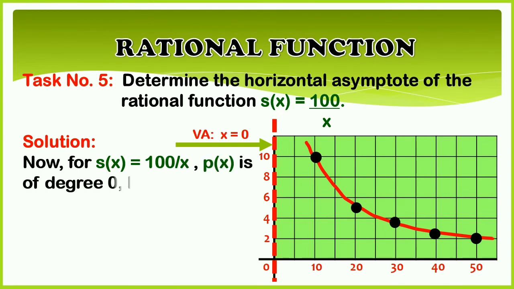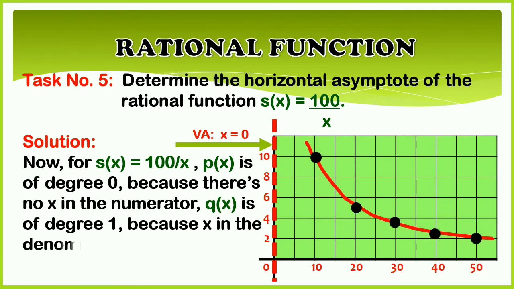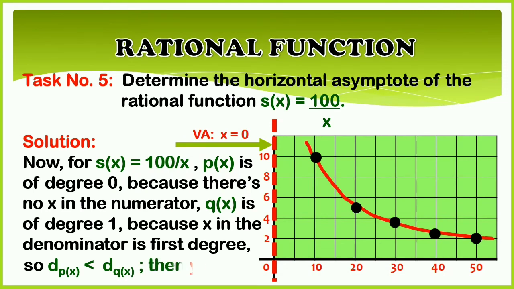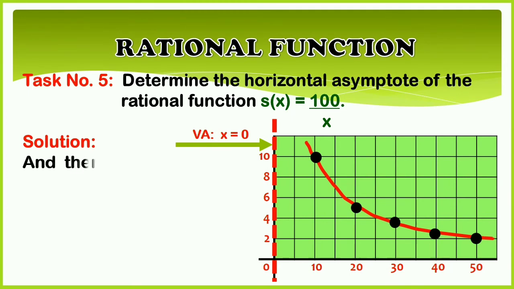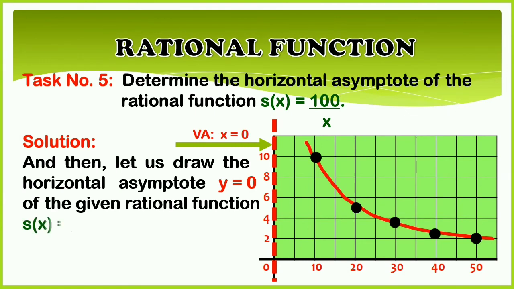Now for s(x) = 100/x, p(x) is of degree 0, because there's no x in the numerator, and q(x) is of degree 1, because x in the denominator is first degree. So d_p(x) is less than d_q(x), then y = 0. And then, let us draw the horizontal asymptote y = 0 of the given rational function s(x) = 100/x.